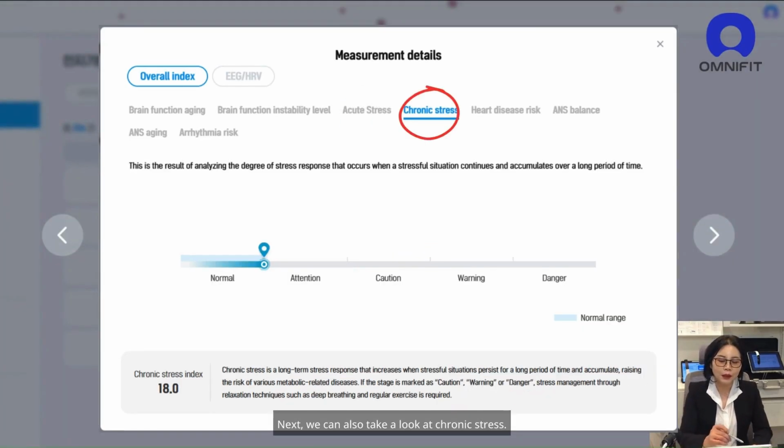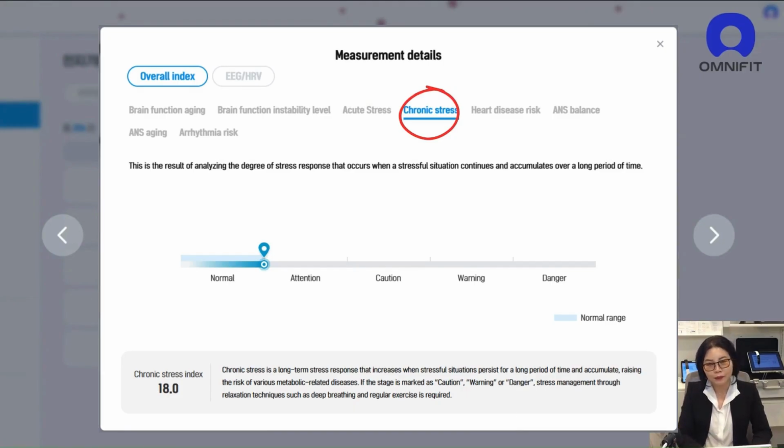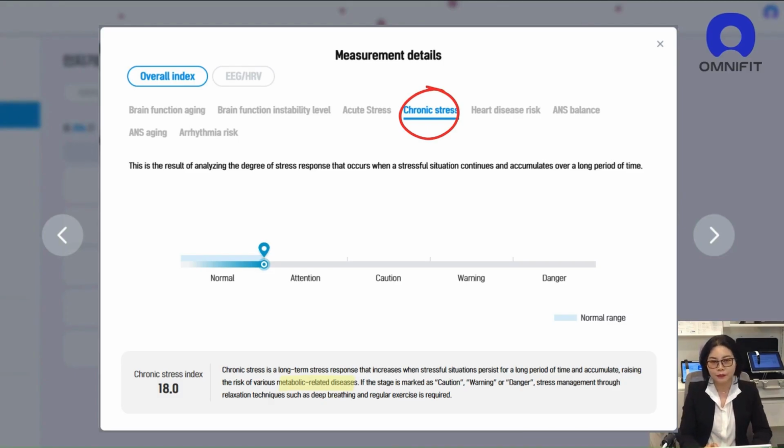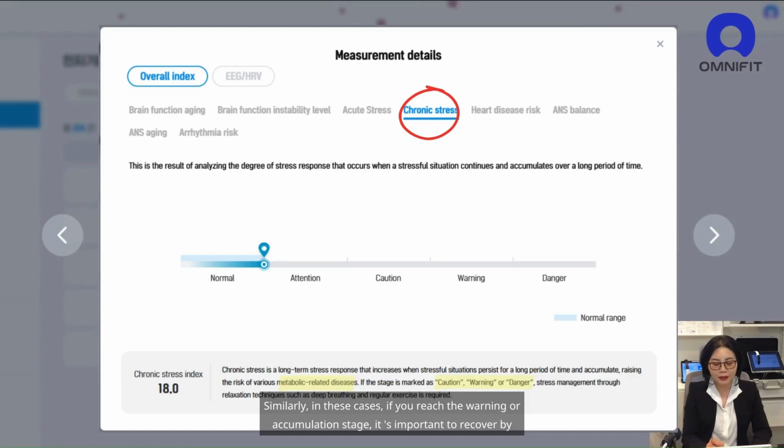Next, we can also take a look at chronic stress. When we are exposed to long-term stress, or when such stress accumulates over a long period, the risk of developing metabolic-related diseases increases. Similarly, in these cases, if you reach the warning or accumulation stage, it's important to recover by practicing deep breathing, relaxation, meditation, exercise, and similar activities. So, in this person's case, their overall condition is quite good. Even though they are older, we are reviewing their data together, which is very standard.